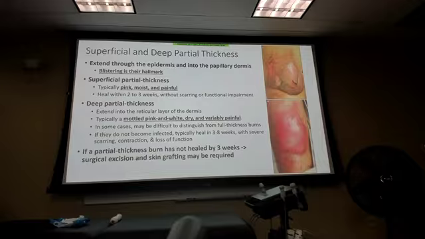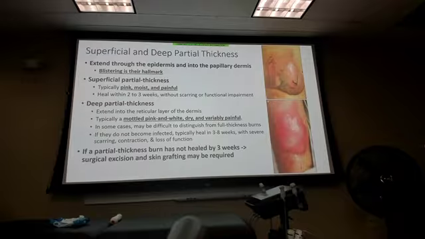Deep partial, so this actually extends into the dermis, so it's gonna be mottled pink and white, okay? It will still blanch because you still have some of those capillaries intact, but it'll be more dry versus wet, and it'll be potentially painful. Depending on how far deep into the dermis it goes, how many of those nerve endings have been destroyed, variably painful. Okay, so one area might be more painful than the other, it really just depends. But it is sometimes very difficult actually to distinguish between deep and full thickness, right?